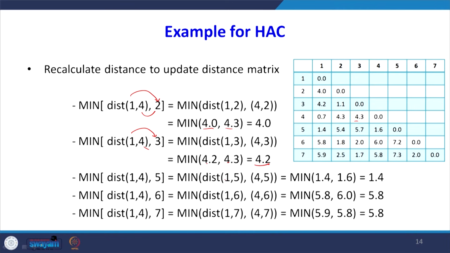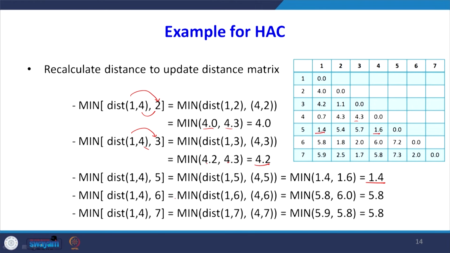For that we have to find the minimum distance between 1, 5 and 4, 5. So 1, 5 is 1.4, this value, and 4, 5 is over this value 1.6. Of 1.6 and 1.4, the minimum is 1.4. Then 1, 4 with 6.